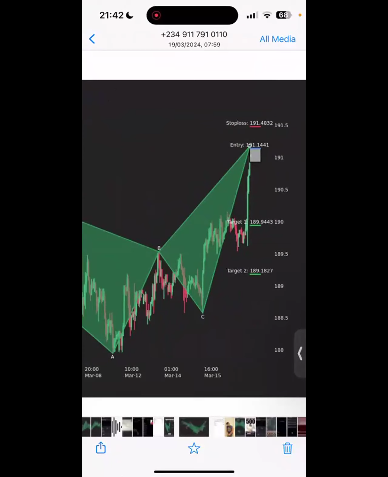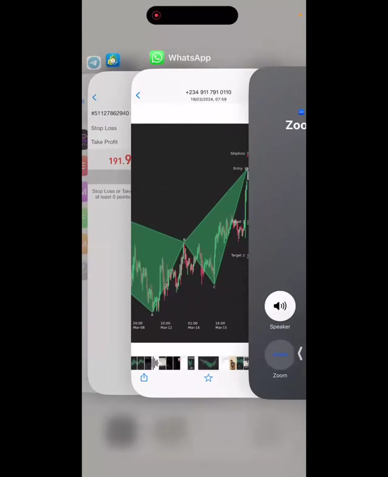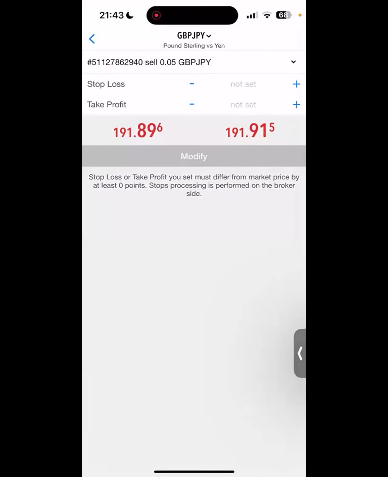Okay, so what is the stop loss? It's 191.4832. Okay, so guys, are we here? Somebody should type the stop loss on the chat. Type the take profit one on the chat and the take profit two. Someone should do that on the chat straight away, right? So Chisom, let's go to the MetaTrader. Okay. Excuse me. So go back.